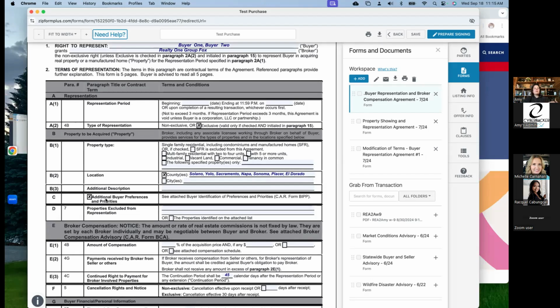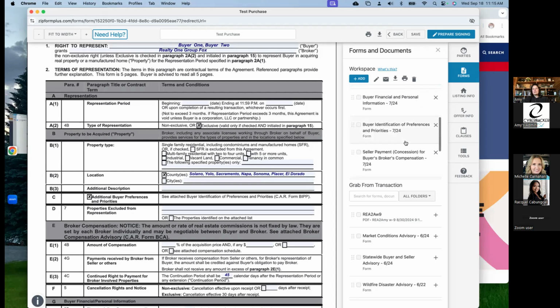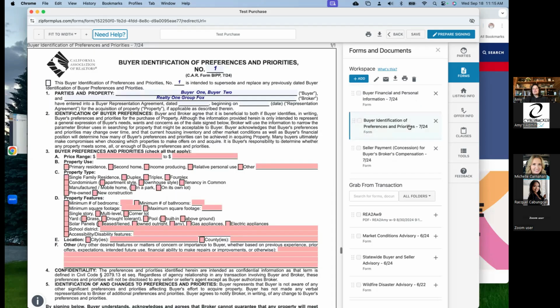interested in. And I would use the additional buyer preference and priorities form. If you're not familiar with that one, it looks like this. It's the BIPP form, and it allows your buyer to fill out what kind of properties they are interested in.